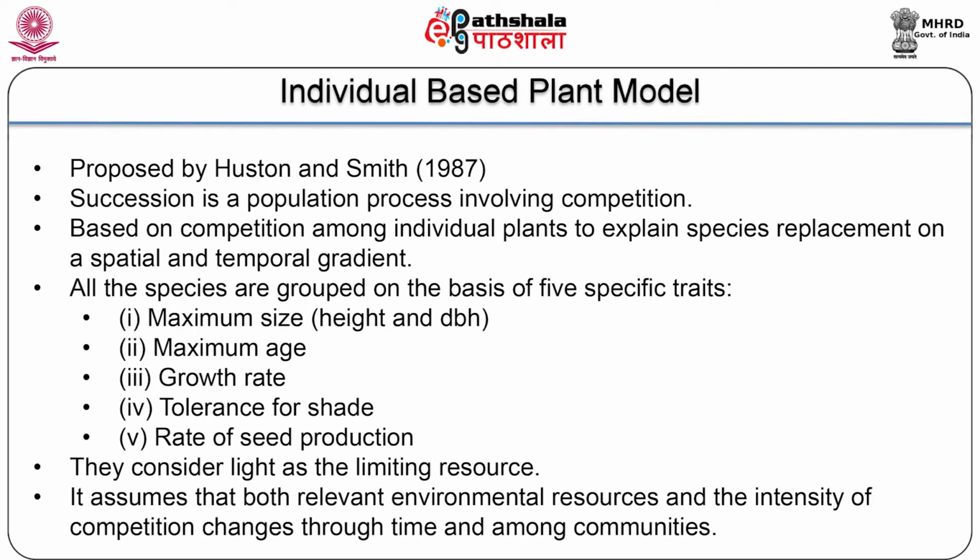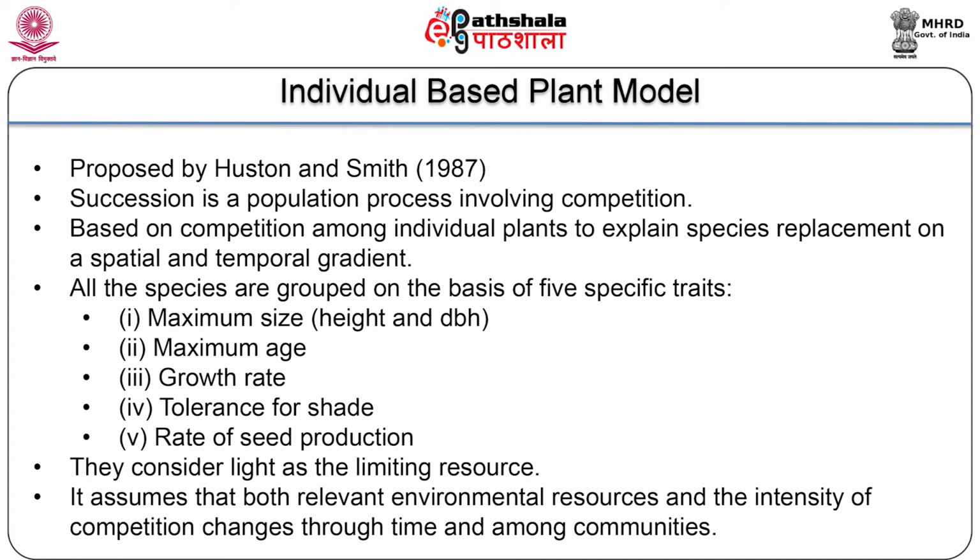Talking about the individual based plant model, this model was explained by Huston and Smith in 1987 and is somewhat based on a reductionist approach. As per this model, succession is a population process involving competition. The model is based on competition among individual plants to explain species replacement on a temporal and spatial gradient. Huston and Smith gave their species the following 5 specific traits. Number 1 is the maximum size, then maximum age, growth rate, tolerance for shade, and rate of seed production. They consider light as the limiting resource.